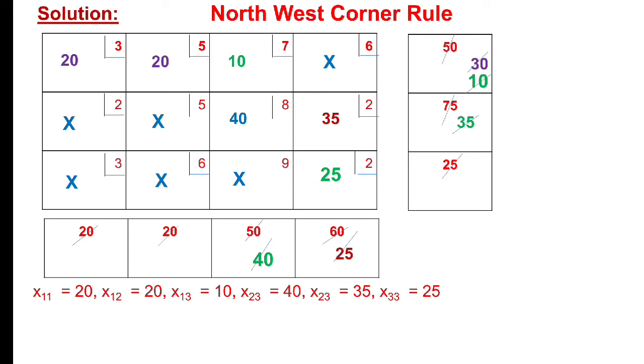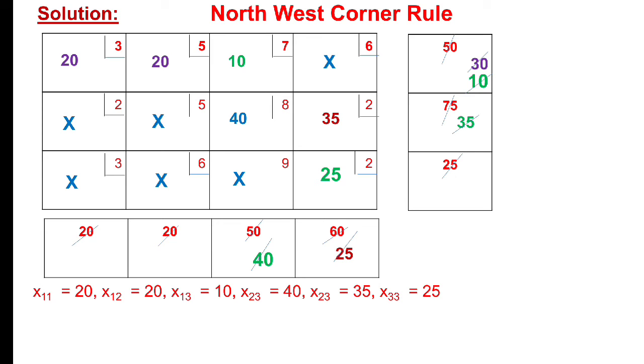First row, third column, x13, 10. Second row, third column, 40. Second row, fourth column, 35. Second row is over. Third row, third column will get 25. This is the way we can find out the problem.